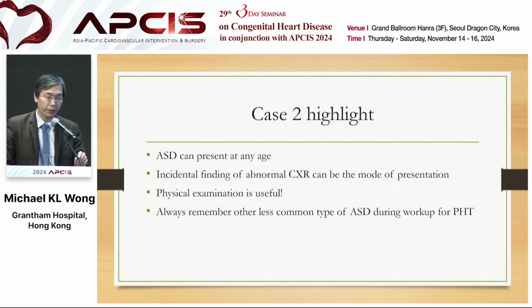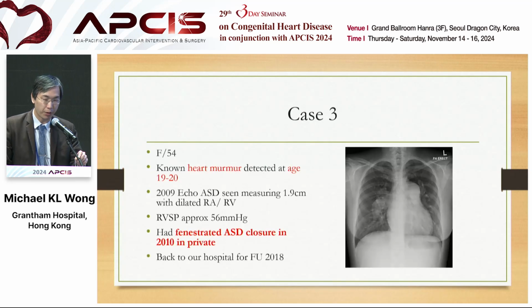Also, incidental finding with abnormal chest X-ray can be the mode of presentation. And physical examination actually is very useful. And always remember other less common types of ASD, such as the sinus venosus and unroofed coronary sinus, during the workup of pulmonary hypertension.